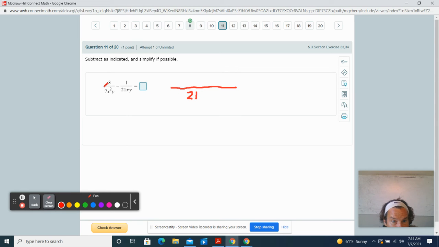So notice we do not multiply 7 times 21. That'd be a huge number. So it's the least common multiple. For the variables, we have x squared here and we have x here.